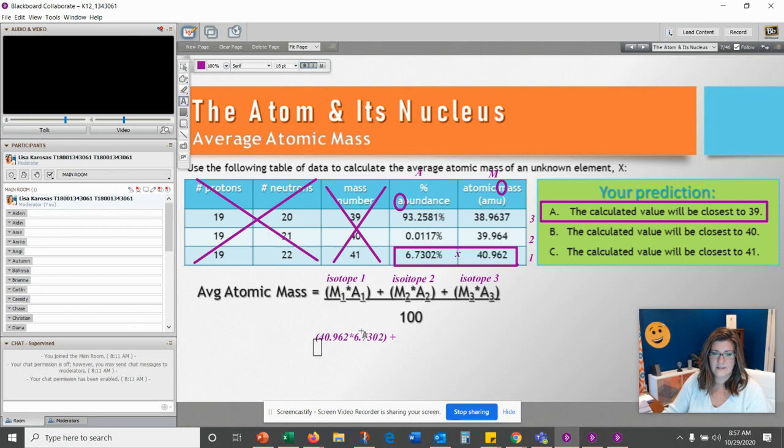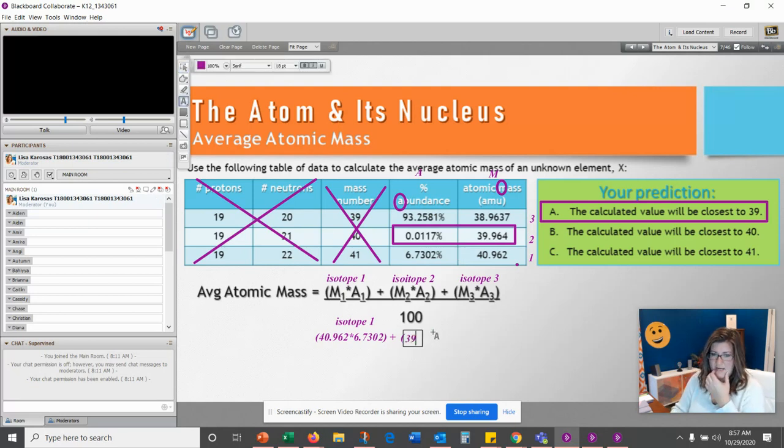And there's my isotope 1. If you need to label them throughout your calculation to keep them correct and keep them straight and know what you're doing, by all means do that. We have isotope 2. Now we're not looking at that bottom set of data anymore. Now we're looking at isotope 2 mass and abundance data.